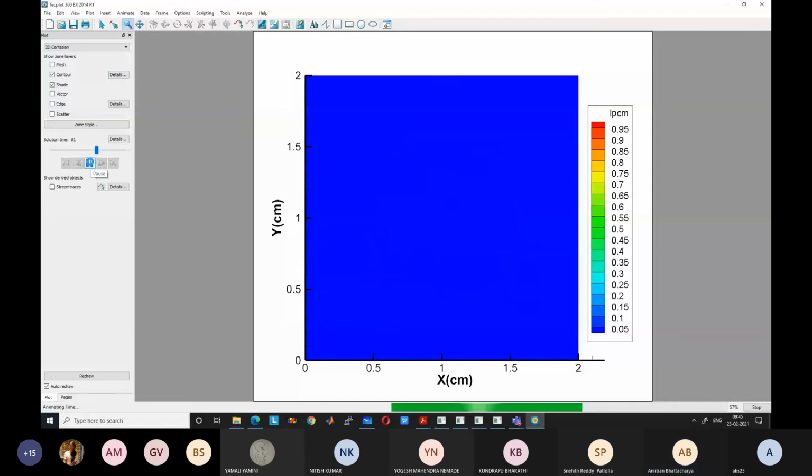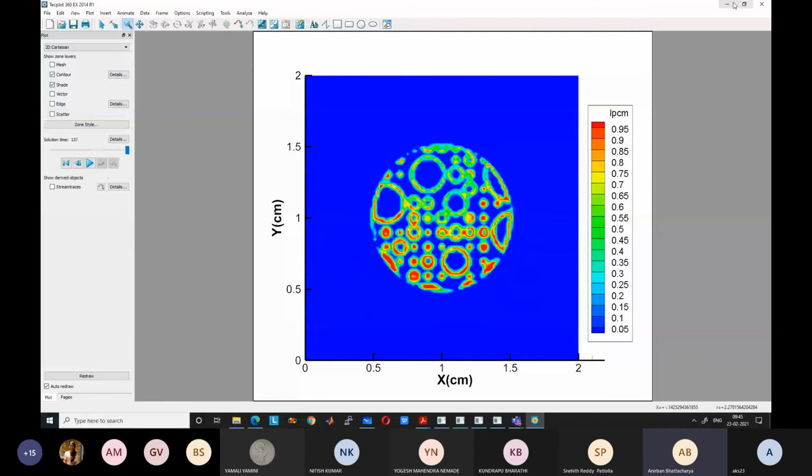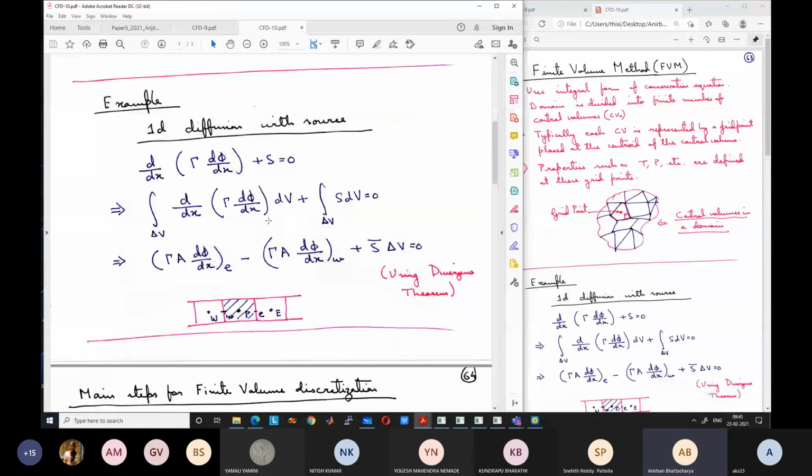So how this happens. My point of showing that was to show you how the individual control volume values look like, that they are not different values.